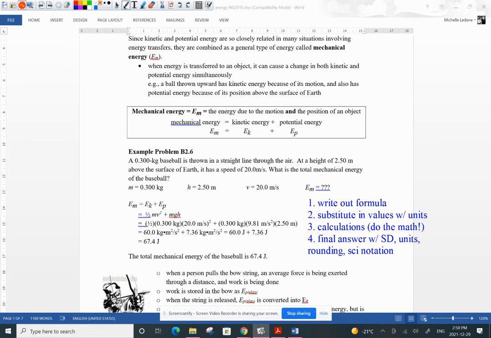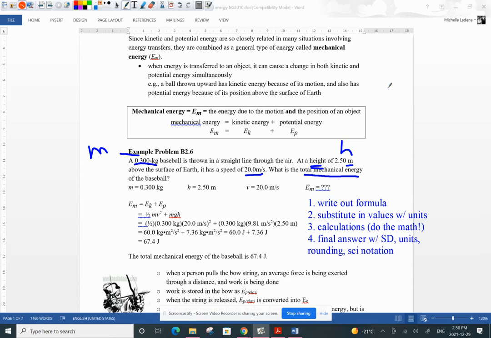So here's an example problem, and we've got ourselves a baseball. Here's the mass of the baseball. It's 0.300 kilograms. It's going in a straight line through the air at this height. So we know the height, and we're given height in meters, and we're given the speed of the object, and we're looking for the total mechanical energy.